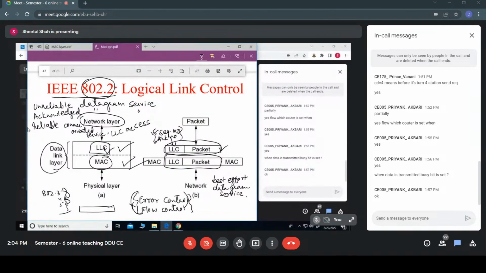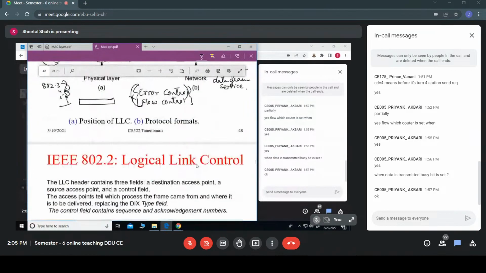Hope you understood why we are using this LLC: to provide error control and flow control, and to make the upper layer transparent of whatever type of protocol or standard we are using, because different standards and protocols have different types of frame format. So the higher layer should be transparent to it. That is why we are using this LLC, that is logical link control.